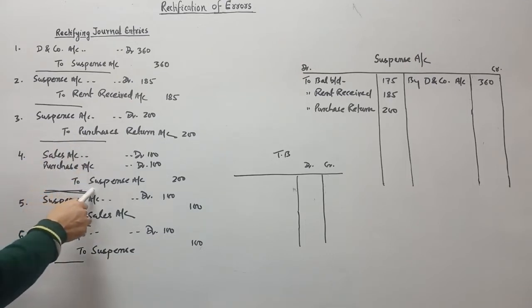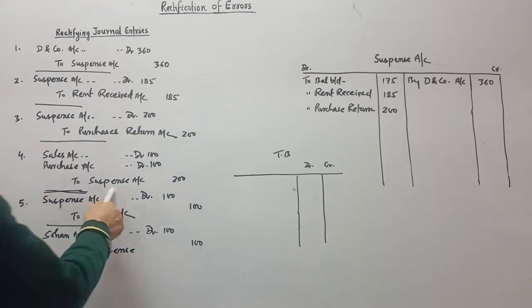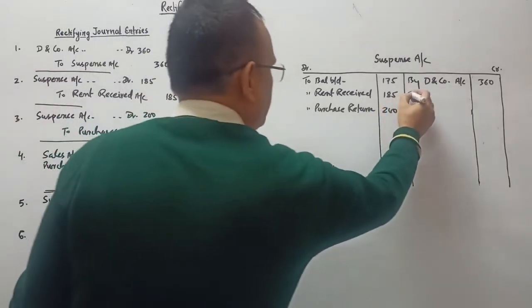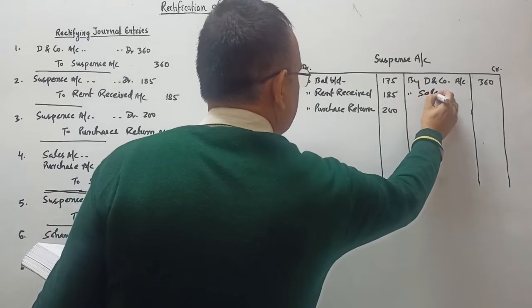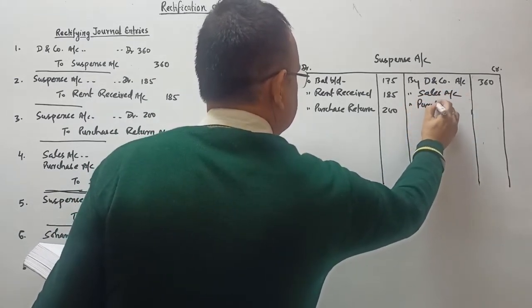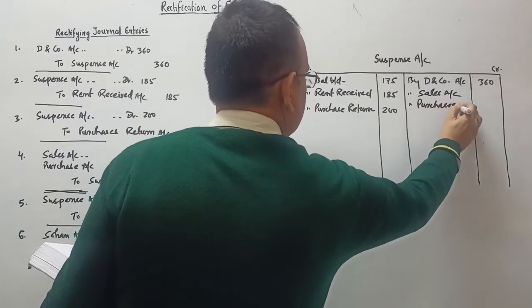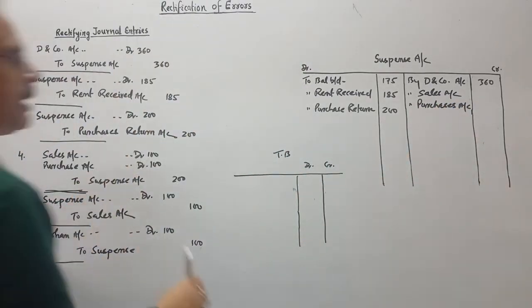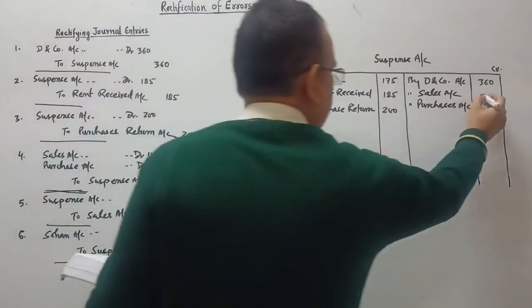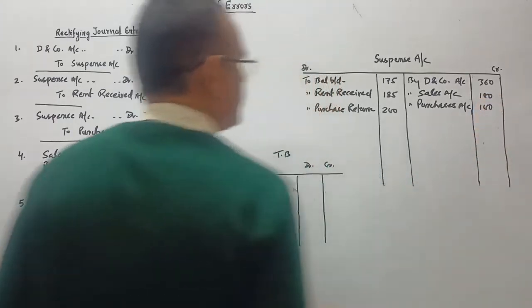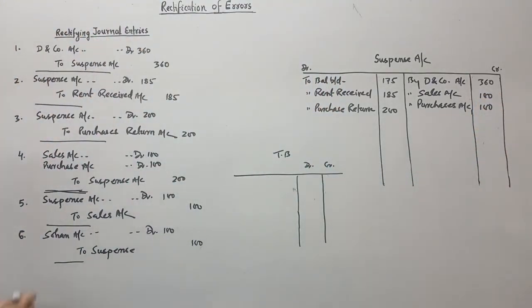Now come to the next. Suspense is in credit, so the credit side will do the posting: by sales, by purchase account. The amount is 100 and 100.